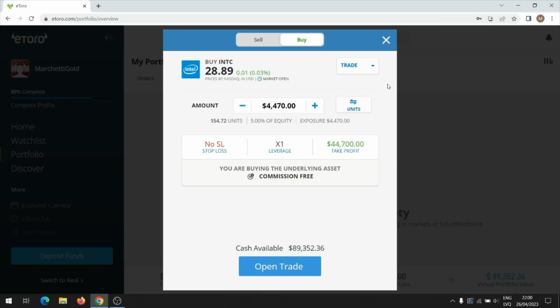In the transaction window, you must indicate that you will buy stocks. Next, there is an opportunity to invest either a specific amount or to buy a specific number of stock units. I will buy units.